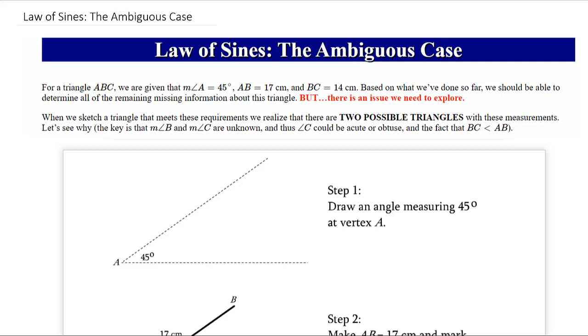We get two possible triangles that can be formed, and therefore when you're given a certain set of information, sometimes you need to provide information for two possible triangles. So, for example, if we're given the information that we have a triangle ABC, and the measure of angle A is 45 degrees, AB is 17 centimeters, and BC is 14 centimeters, when we go to try to draw that triangle, you're going to see that there's two possible triangles we could create.